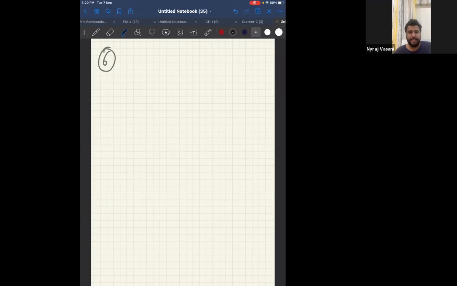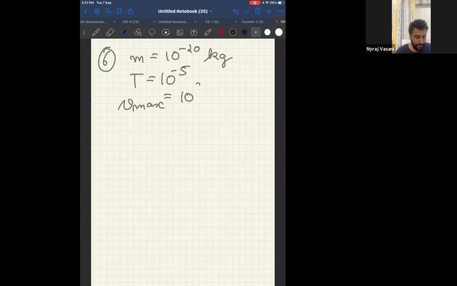Okay, now let us start and see what they have given. Mass given is 1 into 10 power minus 20 kg. Particle is vibrating with simple harmonic motion with the period of 10 power minus 5 second and maximum speed of 10 power 3. What is the maximum displacement of the particle?